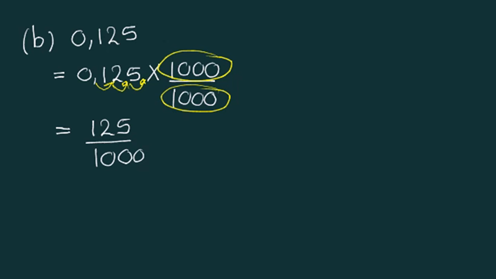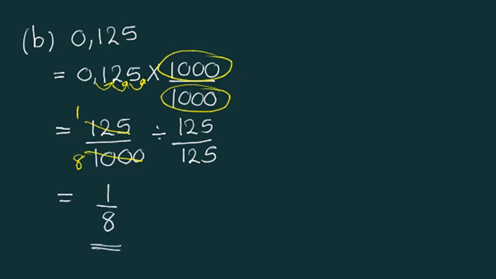But right here I'm going to divide by 125 over 125, because if I divide 125 into 125, I get 1, and if I divide 1000 by 125, then I'm going to get 8. So my answer is going to come out as 1 over 8, and that's the solution to part B. That is now the fraction from the decimal.